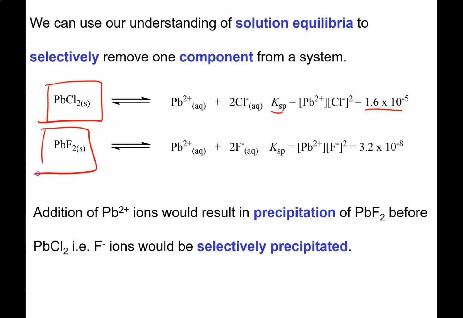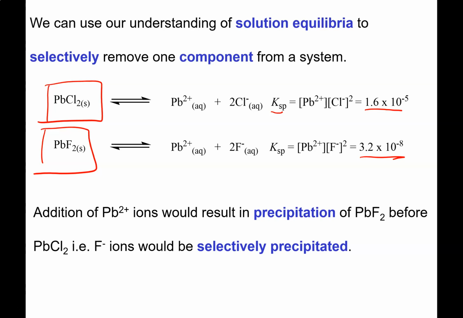If we look at lead 2 fluoride, I should say more exactly, its Ksp is a lot smaller, which is actually typical for fluorides. Fluorides are often quite insoluble. 3.2 by 10 to the minus 8 for its Ksp. So it's about 1,000 times smaller.